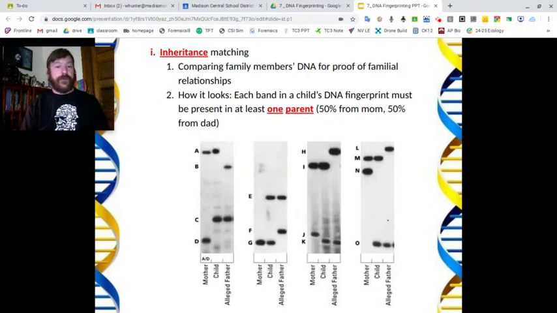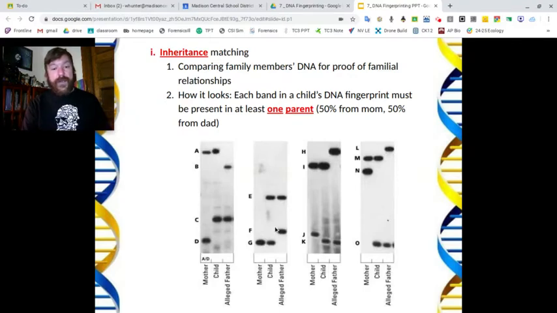So we want to look at familial relationships. Obviously, again, you can look at the mother's DNA, the child's DNA, and the father's DNA and try to compare them. And if you look at this first one here, you can see mother, she's here, the child is here. They share a band right there, mother and child, so they're related. But also father and child share a band right here. So this is definitely evidence that this is the father of that child.